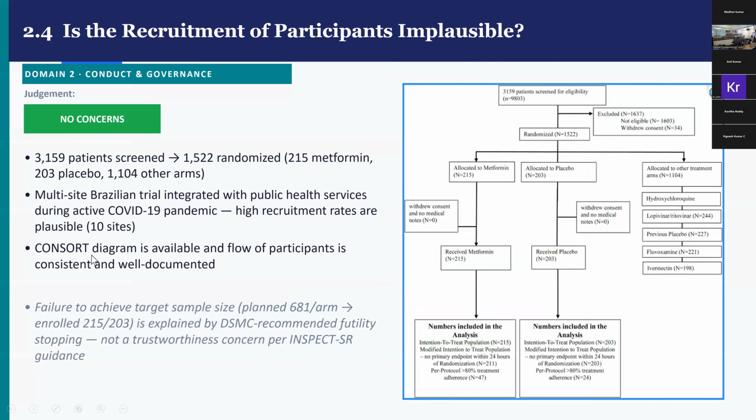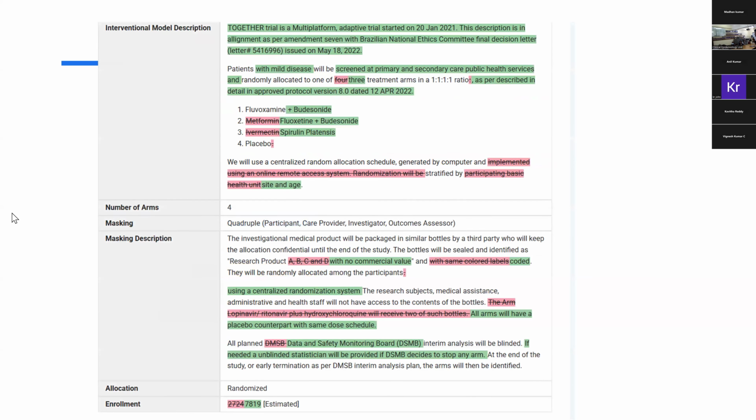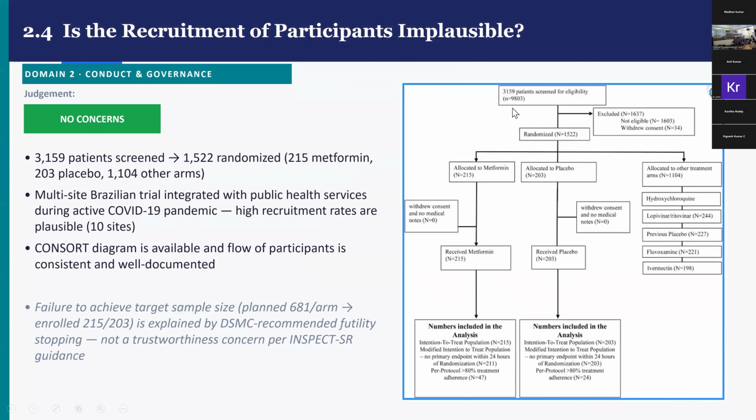And the fourth question is, is the recruitment of participants implausible? Here again, we are looking at the CONSORT diagram of the study. In this study, there were about 3,159 participants screened for eligibility, and after applying the eligibility criteria, 1,522 participants were deemed to be eligible, of which 215 were allocated to the metformin arm and 203 were allocated to the placebo arm. Because this was a platform trial, there were several other ongoing arms, and about 1,104 participants were allocated to other arms in the trial. Subsequently, they did an intention-to-treat analysis, a modified intention-to-treat analysis, and a per protocol analysis as well.